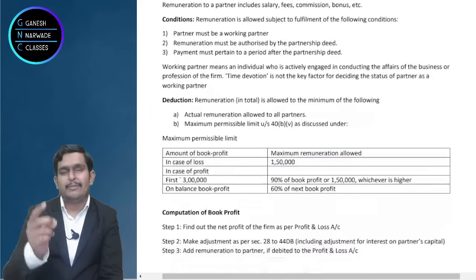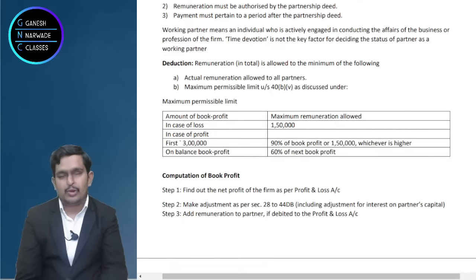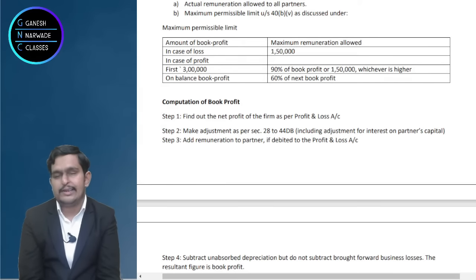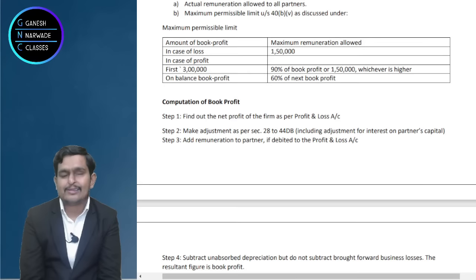First step is to compute the net profit. Don't worry, in your questions they will give you the net profit. Second thing, adjustment under section 28 to section 44 has to be done. No problem, because we did all the PGBP problems, you will be able to do it. Suppose accounting depreciation is there, that we have to add back. Depreciation as per income tax, that we will deduct, right?